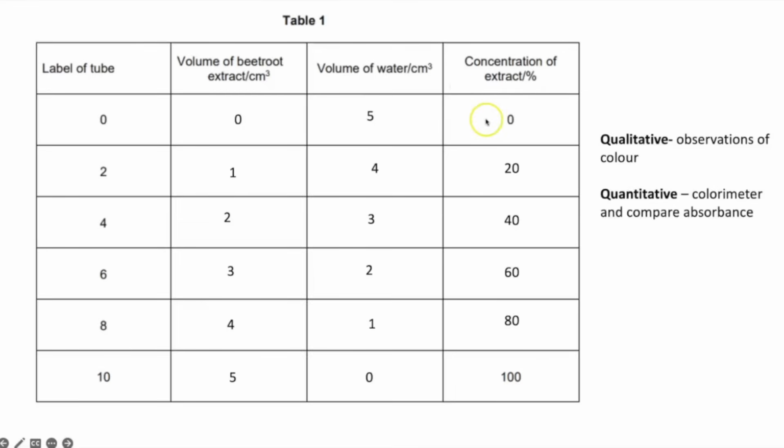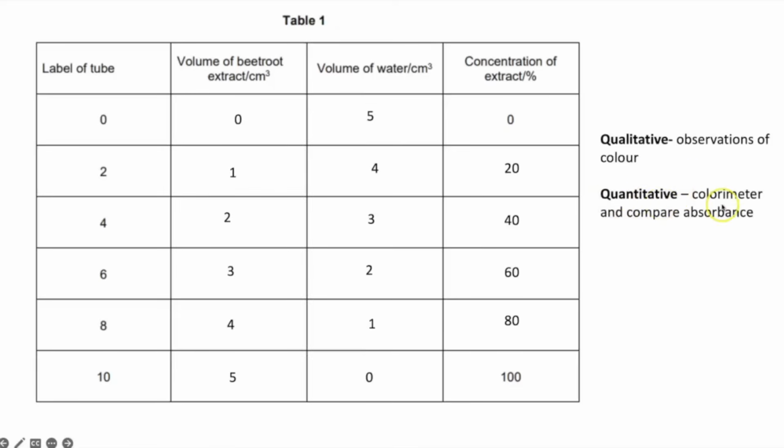So once we have made these up, each of these different concentrations in these different test tubes will have a different visible intensity of that purple colour. And the higher the concentration of the extract, the more purple it will look. And that will give us our qualitative observations, and we could compare unknowns to those different test tubes to estimate what percentage concentration we have of the extract. But it's going to be more accurate if we have a quantitative comparison.